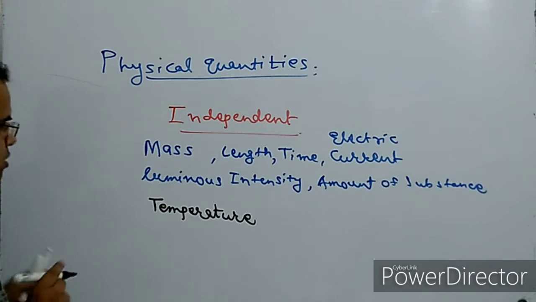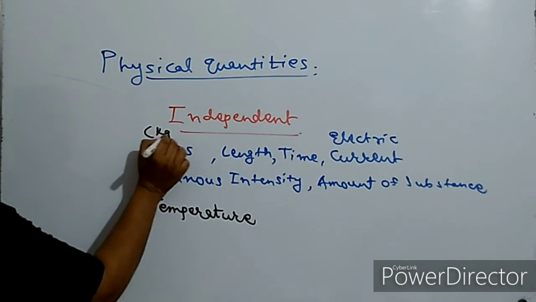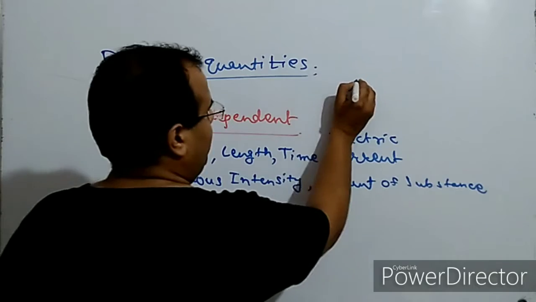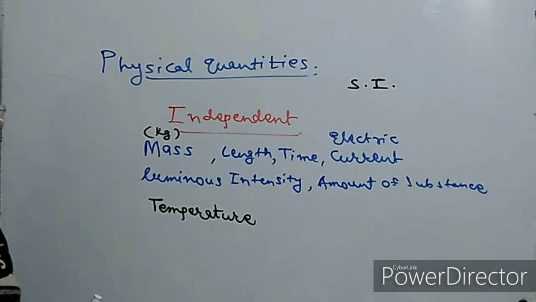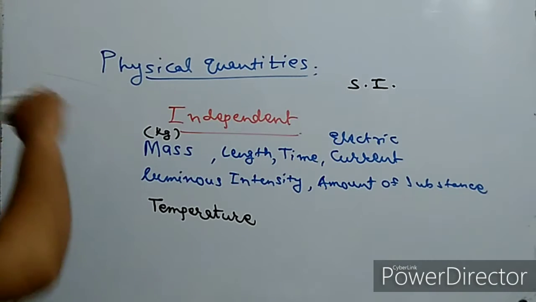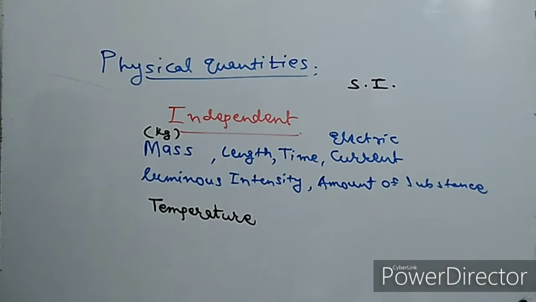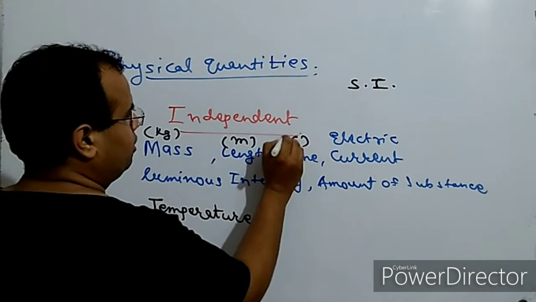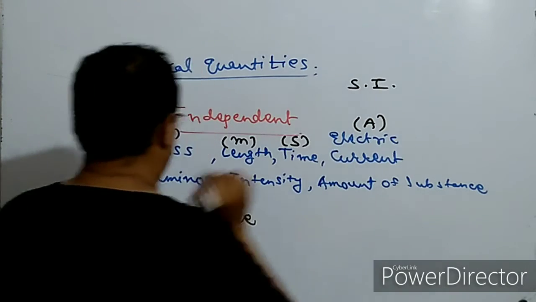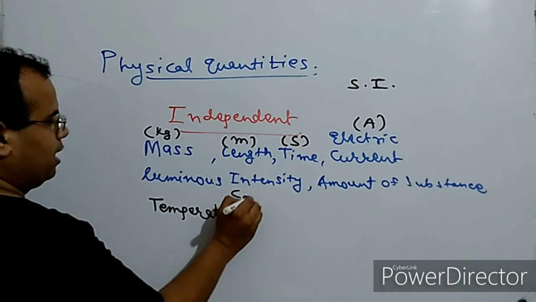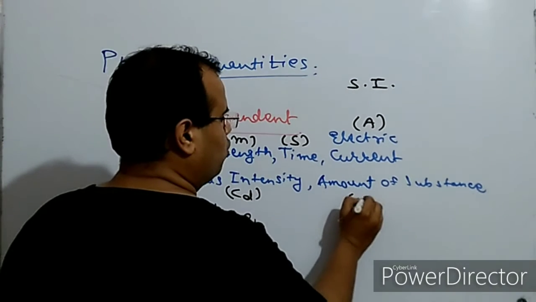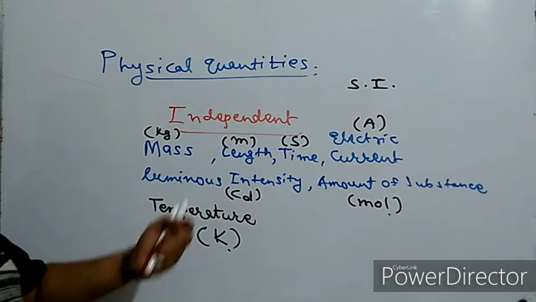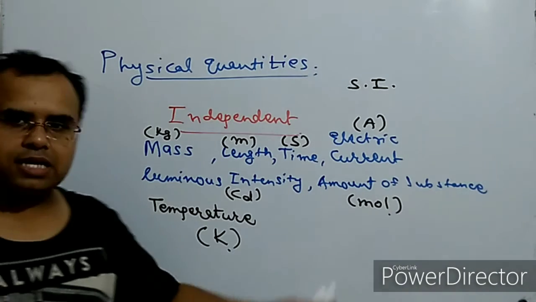Now, what is the unit of mass? The unit of mass is kg. It can be gram also, it can be milligram also, but in SI, the International System of Units, the unit of mass is kg. The unit of length is meter. The unit of time is second. The unit of electric current is ampere. The unit of luminous intensity is candela. The unit of amount of substance is mole, and of temperature is Kelvin. So these are the 7 fundamental physical quantities and their units.